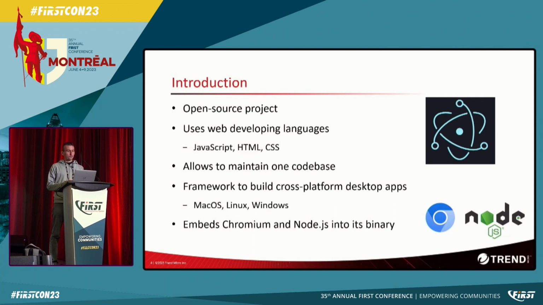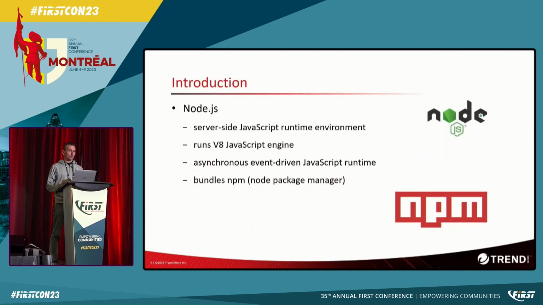Electron applications embed Chromium and Node.js into their binaries. Node.js is the server-side JavaScript runtime environment. It's asynchronous and event-driven. It embeds the Node package manager, so the developer can use many prepared packages for their development.